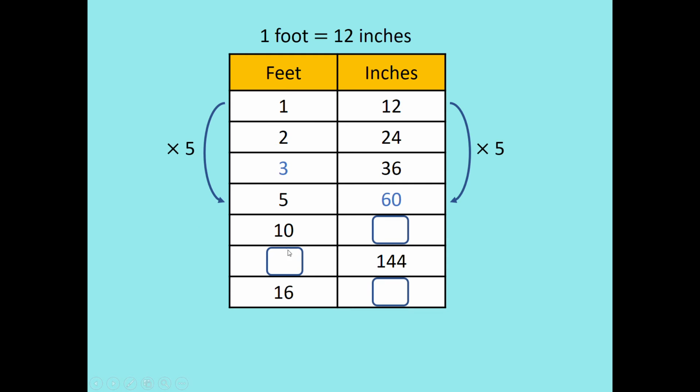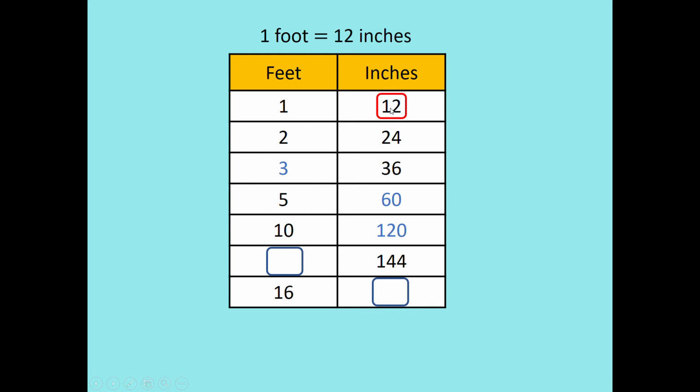So you can do 1 times 10, or you can multiply this number by 12. Or you can multiply that one by 2. So many methods. 120, 10 feet, 120 inches. How many feet is going to be 144?